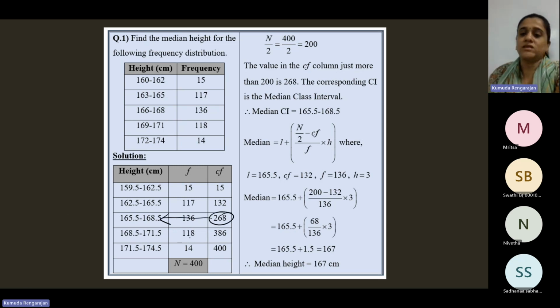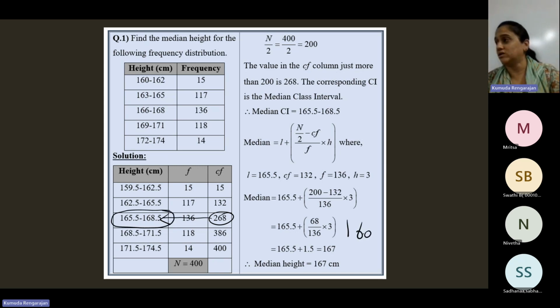The corresponding class interval is called the median class interval. That means the answer which you're going to get now for median should belong to this class interval. So supposing you get the median as 160, you're wrong. Once you identify this one as the median class interval, the value of median should lie in this class interval. So if you get 163, you're wrong, because 163 does not belong to this class interval. The answer you get for median should be a part of this class interval. So that is the median class.